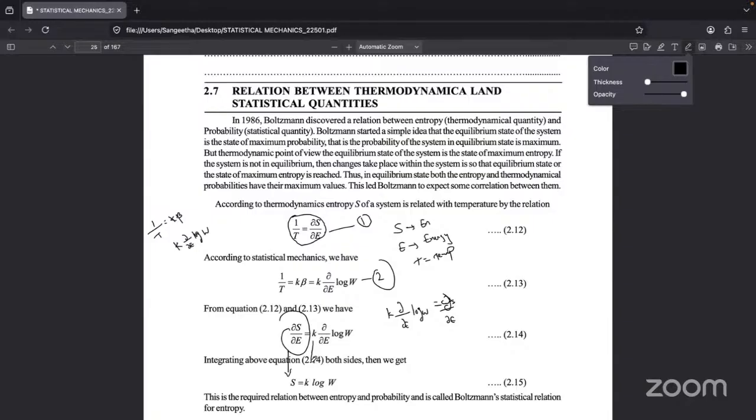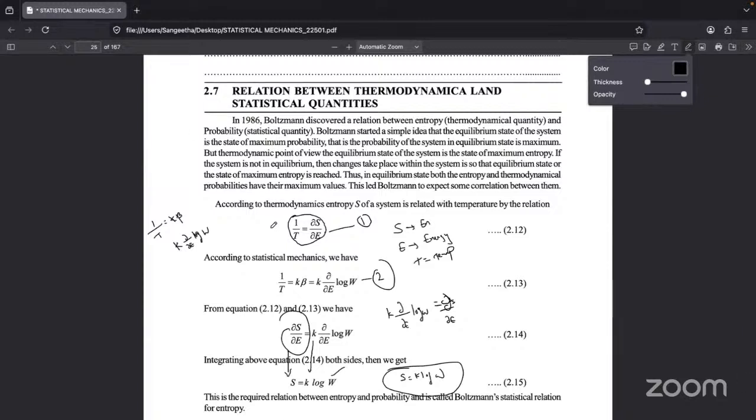K is a constant. Dou by dou E of log W, I am taking as log W. So the final answer is S equal to K times log W. So here, what is S? S is the entropy. W is the probability function, as we saw in the first slide. So this is the relation between the entropy and probability: S equal to K log W.